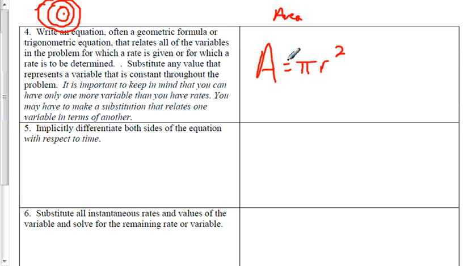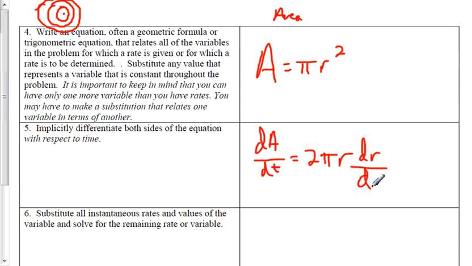So number 5, let's implicitly differentiate both sides of the equation. The derivative of A is just going to be 1, but then I have to do dA/dt because it's with respect to time. Pi is a constant, so I'm going to take this 2 and multiply out front: 2 pi r to the first, but then I have to take the derivative of r with respect to time. And now let's substitute in what I know.